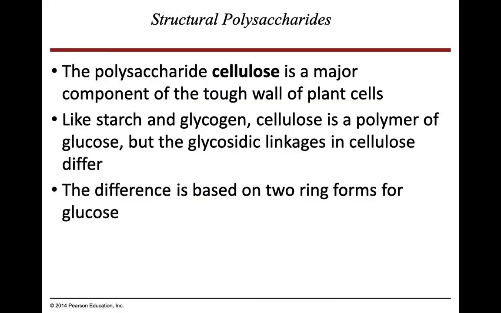Now, one type of polysaccharide that I alluded to is cellulose, and cellulose is what makes up a cell wall in plant cells. While it is made up of glucose, it is a very different type of glycosidic linkage between those glucose molecules, which not only gives it rigidity, but also makes it not a viable energy source.